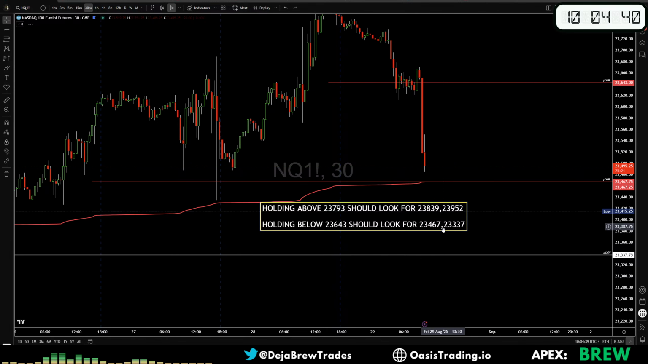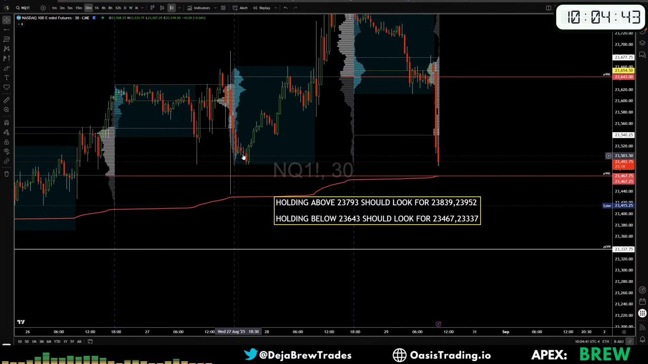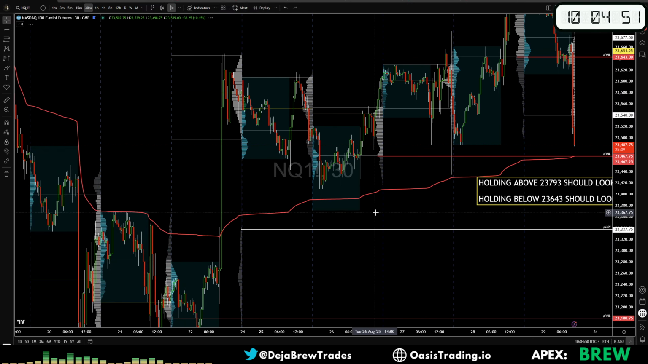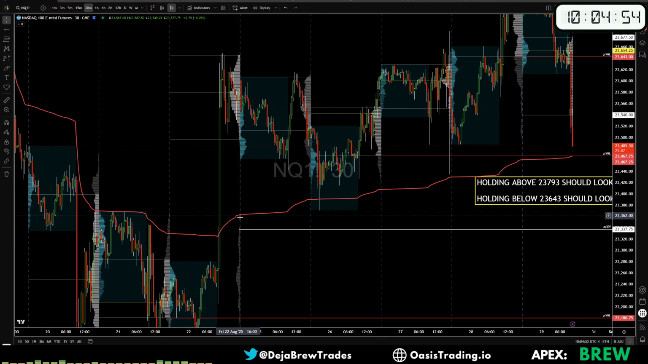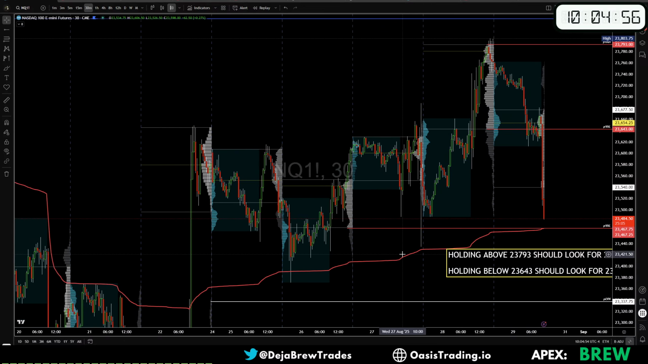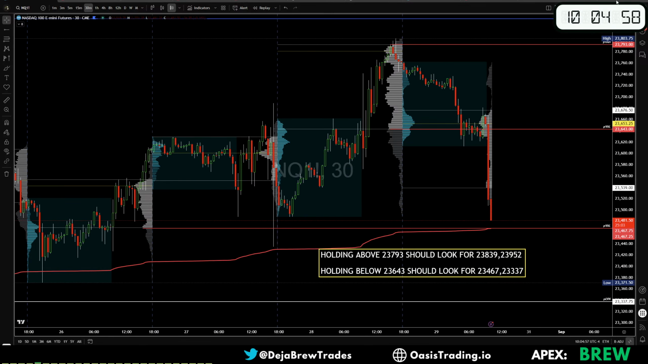NASDAQ, same story, 467 being hit. That's the value low of Tuesday, also the low of day of yesterday being hit. And then below that, we have 337, which is the single prints way back on Friday. It's a pretty nasty sell-off.